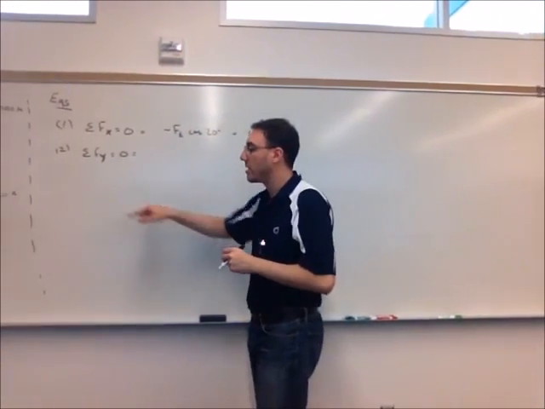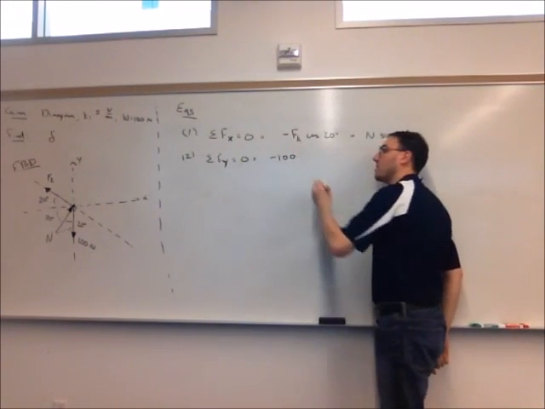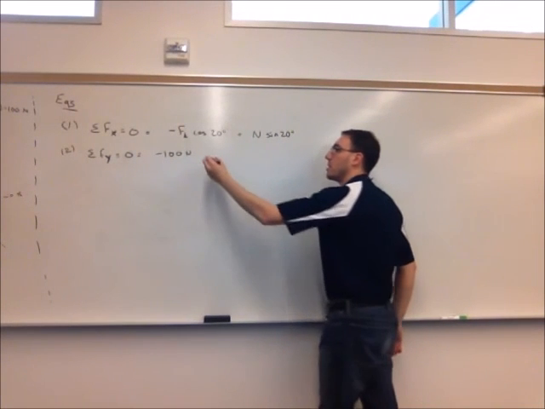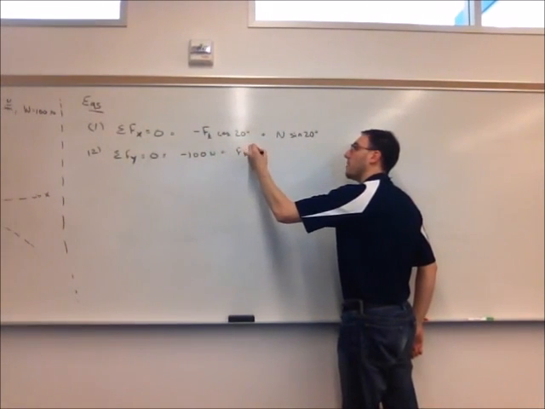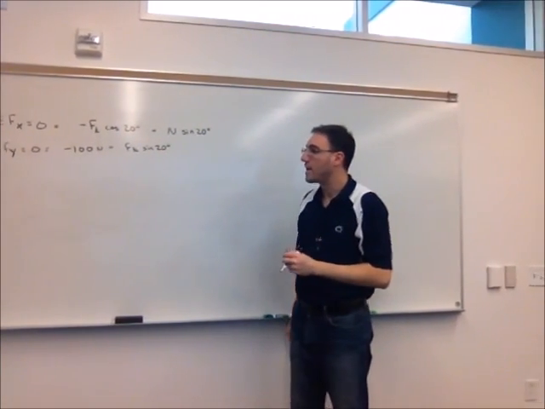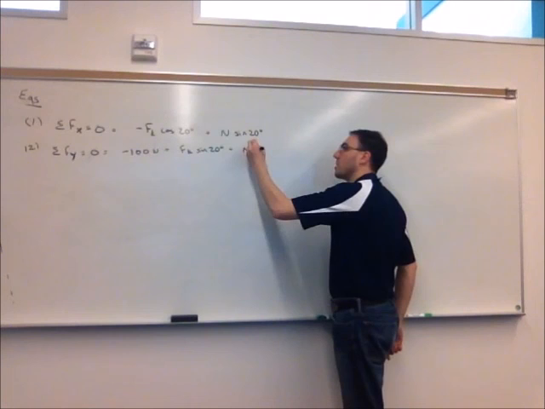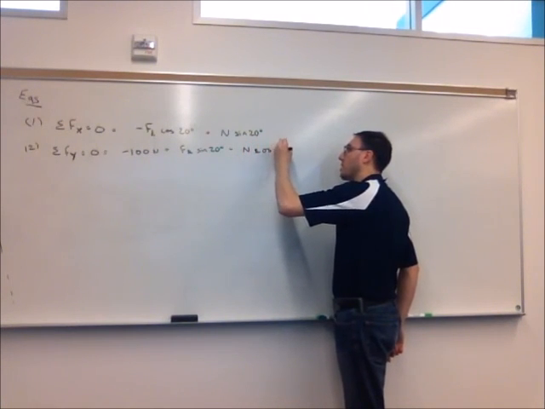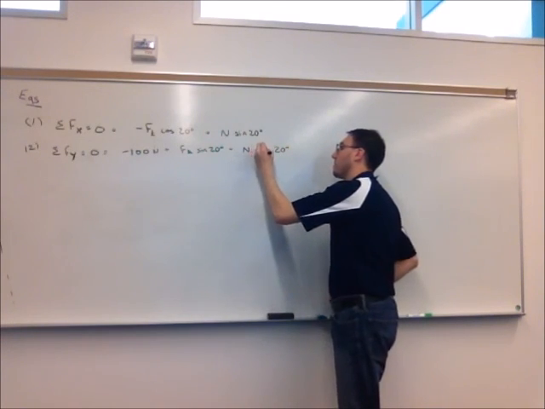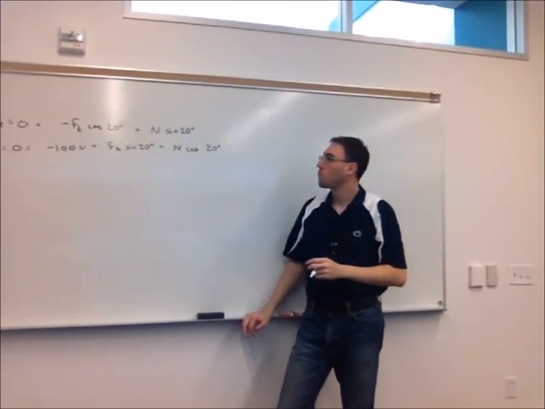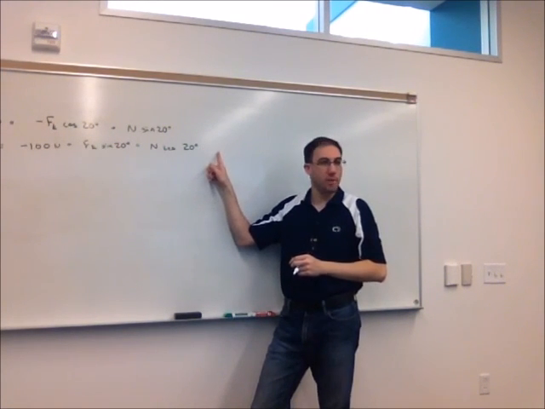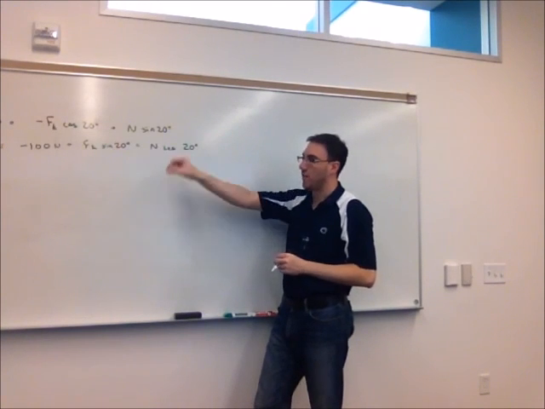In the y direction, now I have my weight force down. So negative 100 newtons. My vertical component of the spring force is positive, and the vertical component of my normal force, which will be cosine 20, also positive. Right, so these are the only equilibrium equations we can draw from our free body diagram.